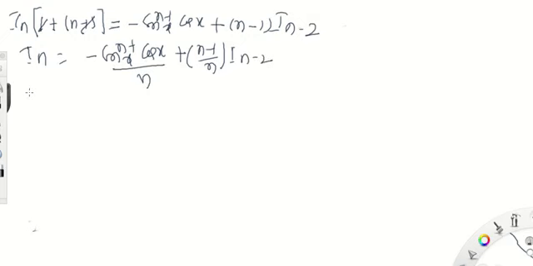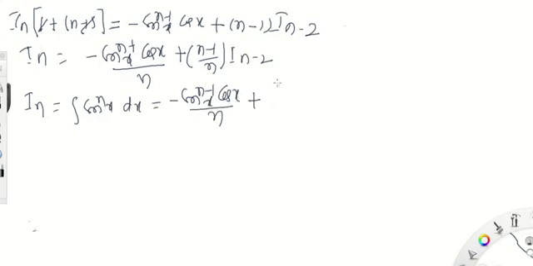Now we can write the final formula. I n is equal to the integration of sine to the power of n x dx, which can be written as minus sine to the power of n minus 1 x into cos x divided by n plus n minus 1 by n into I n minus 2. This is the final result we can calculate. This is for indefinite integrals only. We can continue the procedure on the other end.